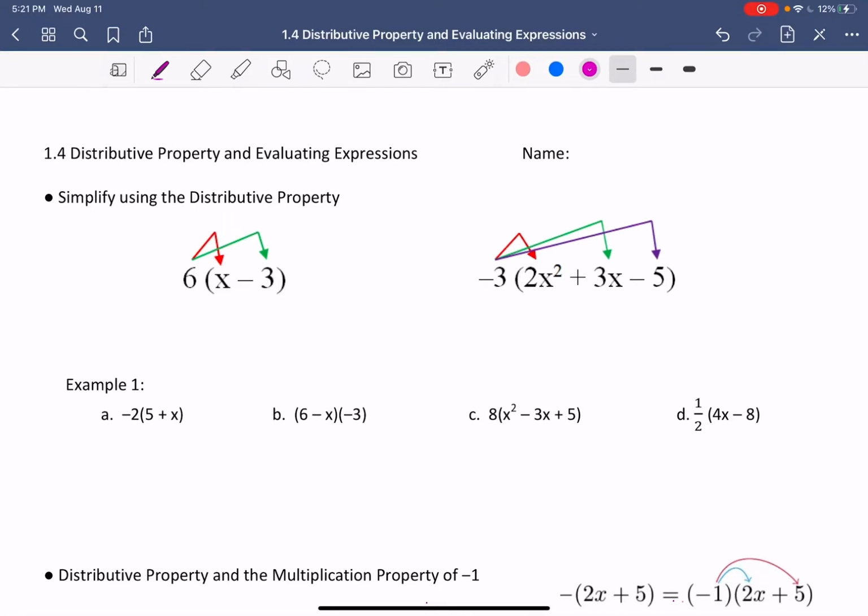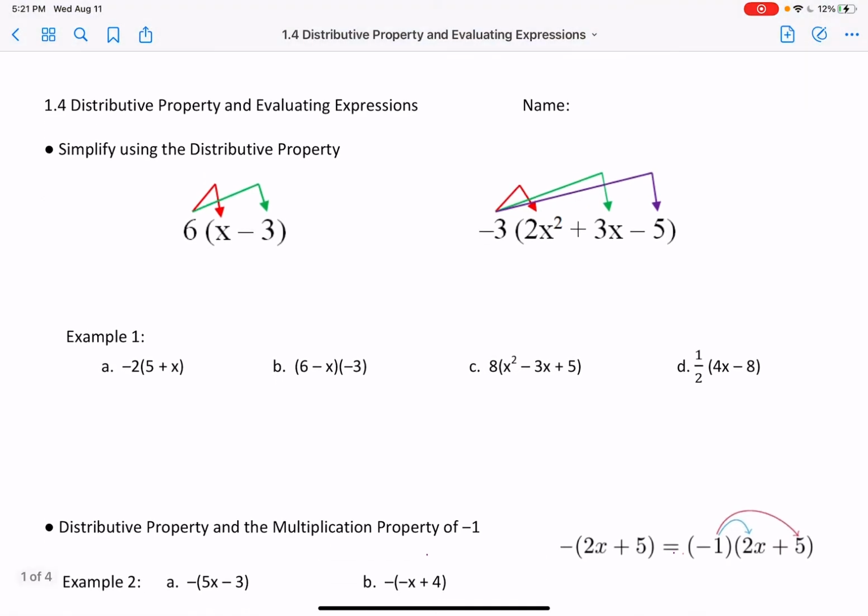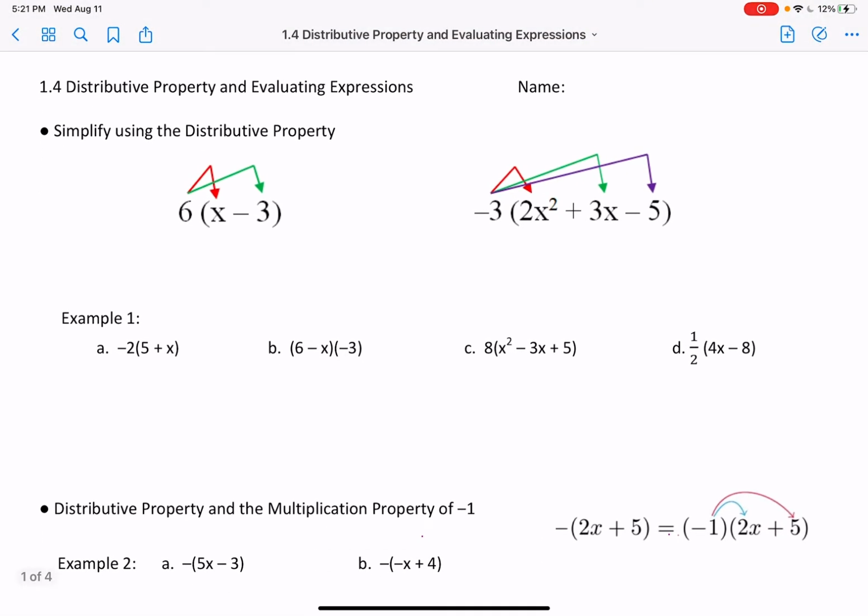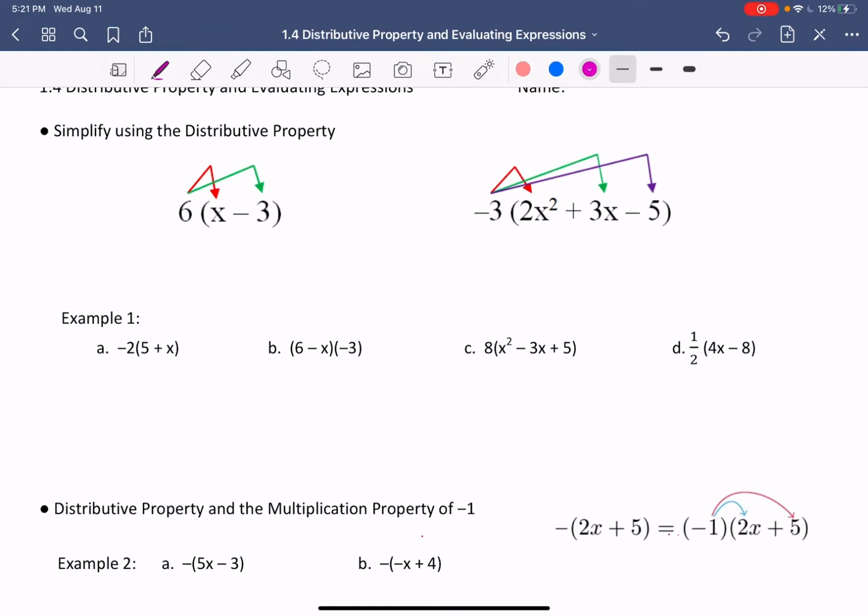We are on lesson 1.4 and we're going to be talking about the distributive property today and also evaluating expressions. Alright, so let's start with our first examples. We have simplify using the distributive property.